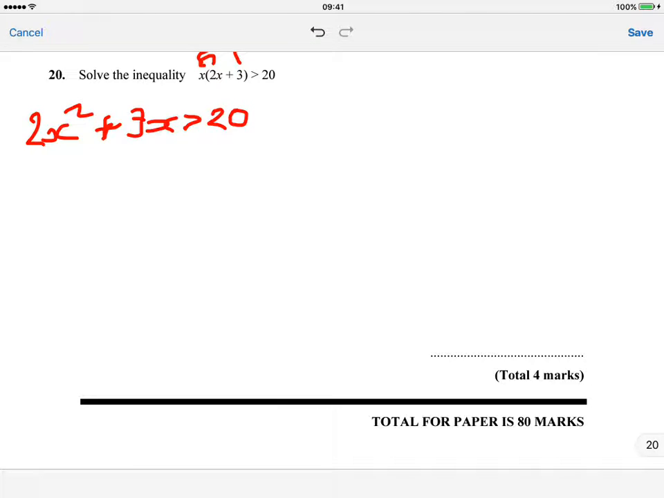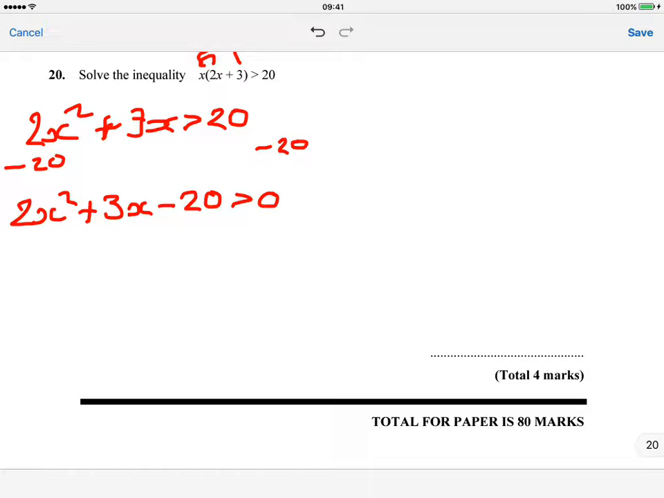So this is quadratic, and we're going to subtract 20 from both sides of this inequality, and that will allow us to write it as 2x squared plus 3x minus 20 is greater than 0. Now, because we've got it compared to 0, we can now factorise in the normal method to solve this inequality.